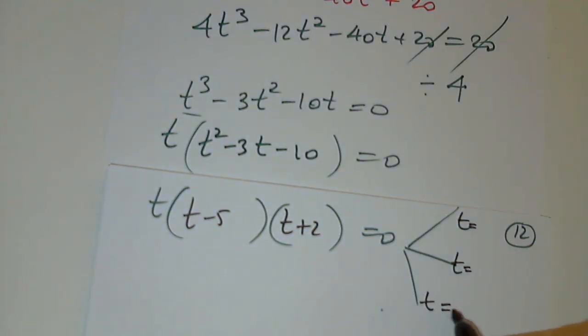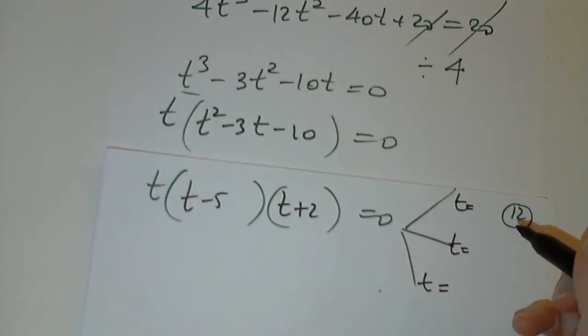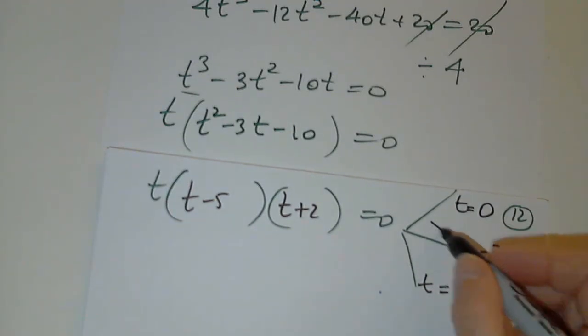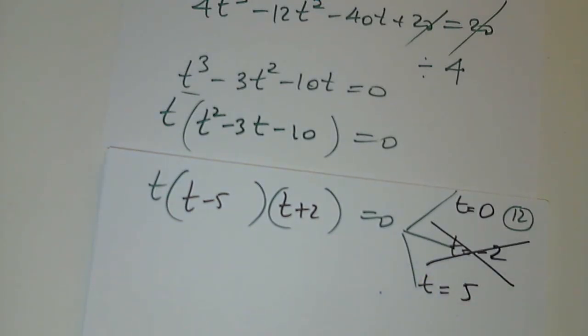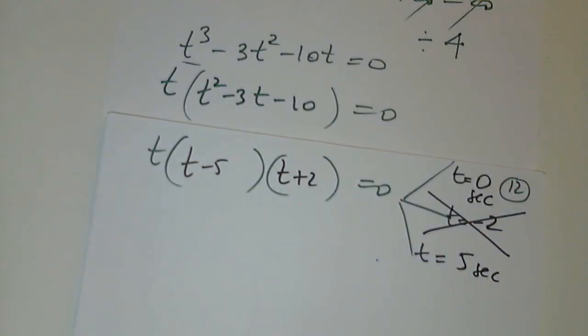So I have 3 solutions. Can anyone give us the 3 solutions? Zero, negative 3, and 5. Negative 3 is not acceptable because time is greater than or equal to 0. So this is at time 0 seconds and this is at time 5 seconds. The velocity is 20 meters per second.